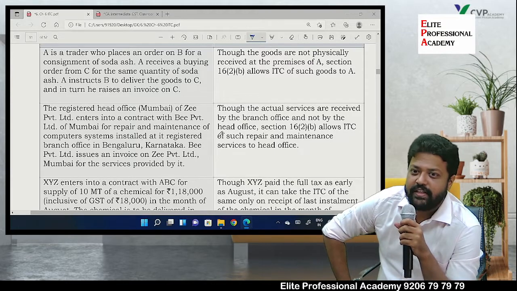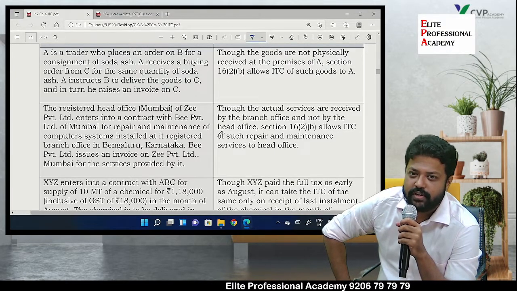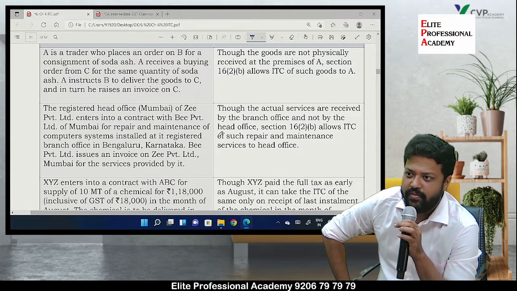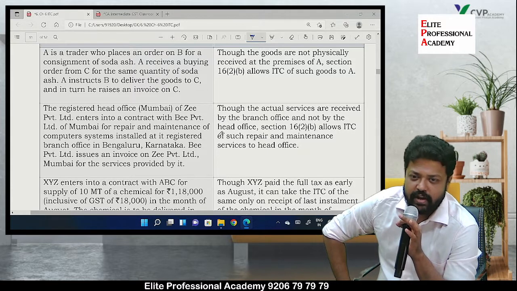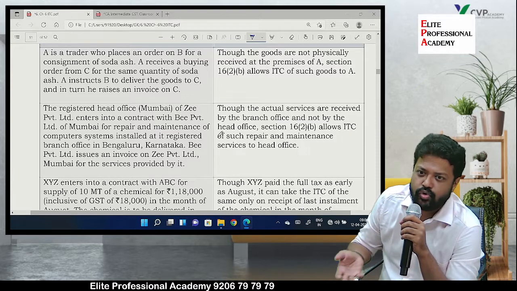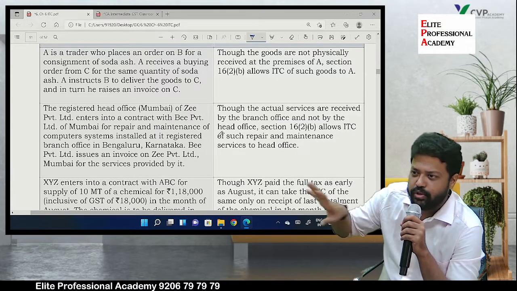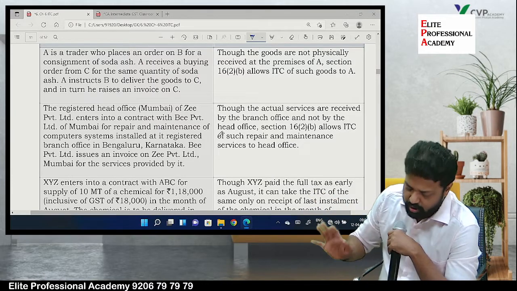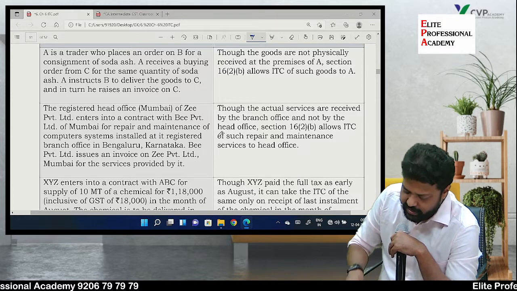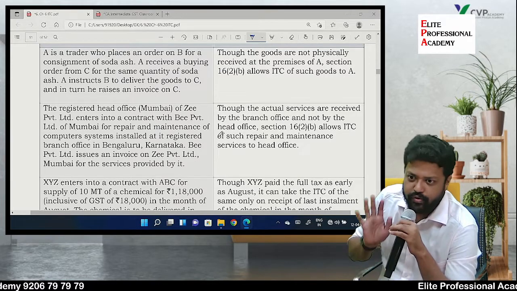Have you seen anything like ISD, input service distributor, head office? We have seen it. Even if the services are not received by the head office itself, it registers itself as an input service distributor. So it takes the input and distributes it in the manner which is specified under law. So though the actual services are received by the branch office and not by the head office, section 16(2)B allows ITC of such repair and maintenance services to head office. Clear?